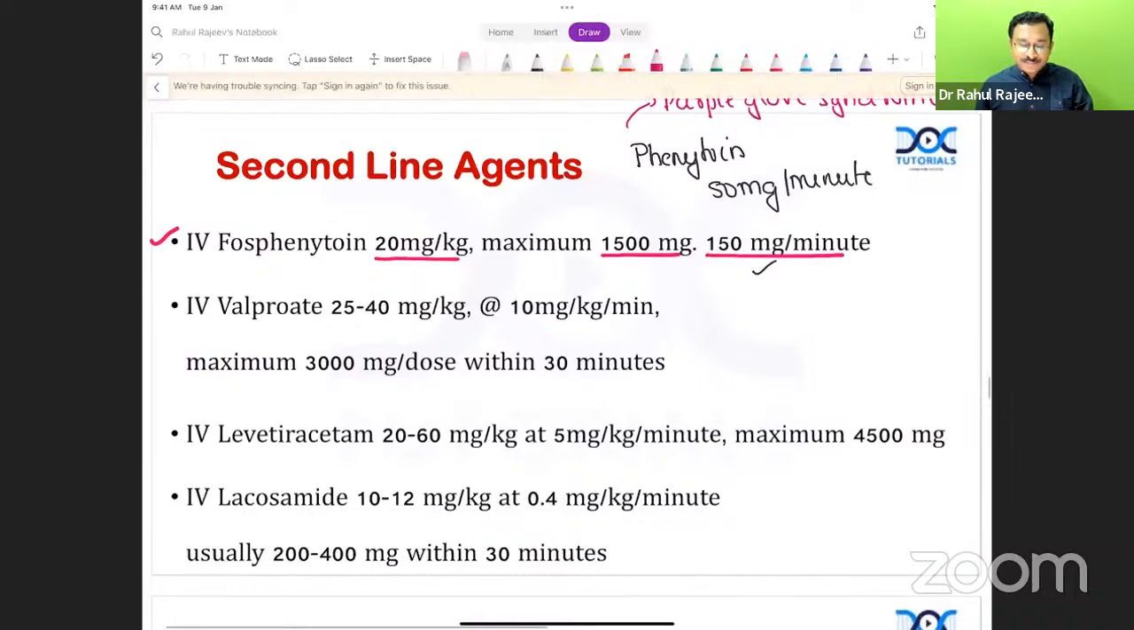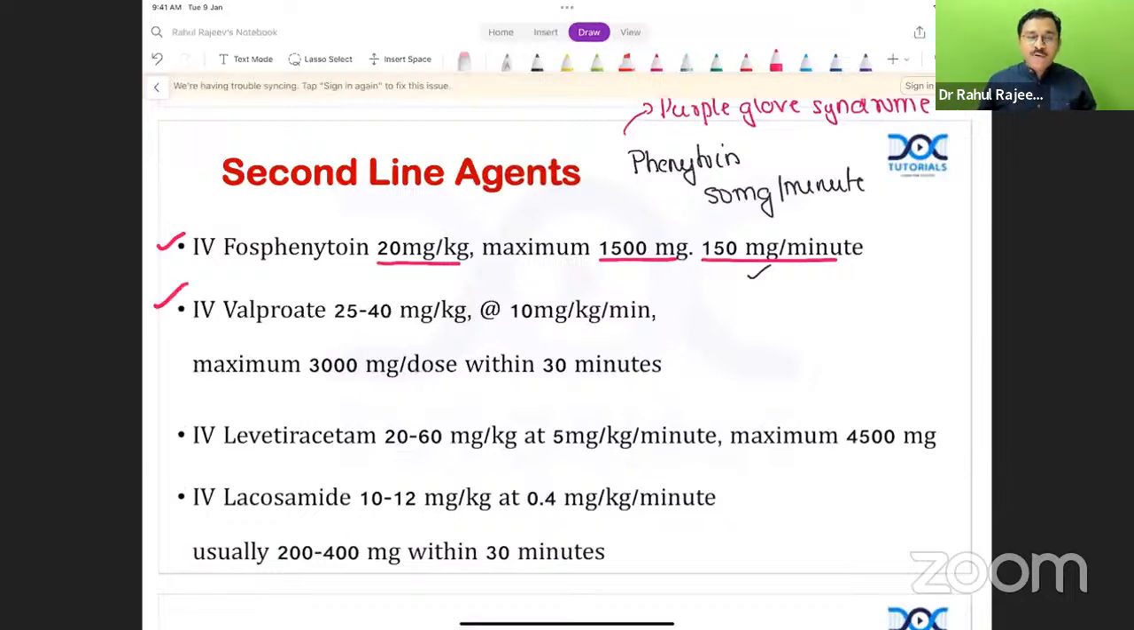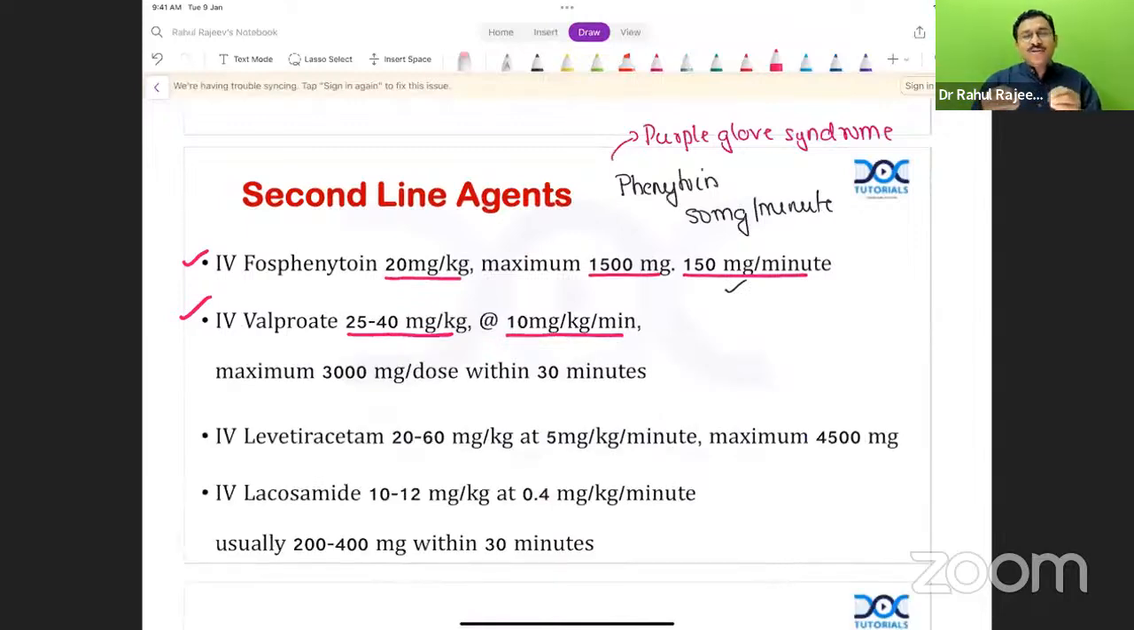Okay, important. Okay, right. Then another option is valproate. Valproate at a dose of 25 to 40 mg per kg at a rate of 10 mg per kg per minute is the rate. And this is very important. It's not just about putting valproate, knowing the dose. You should know the time the infusion should take, because if you take too much time, then you are allowing more time for neuronal injury. A maximum dose of valproate is 3000 milligram per dose. And if that is the dose that is given, you roughly will finish the infusion within 30 minutes.